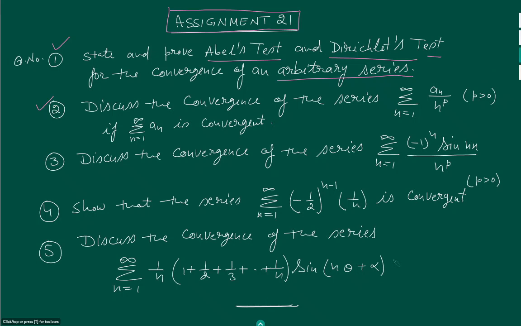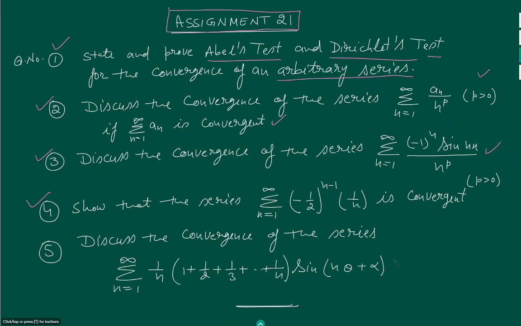The second question is: discuss the convergence of the series summation an over n raised to p, where p is positive, if the series summation an is convergent. The third question is: discuss the convergence of the series summation, n varies from 1 to infinity, of (minus 1) raised to n, sin nx over n raised to power p. This is question number 3.